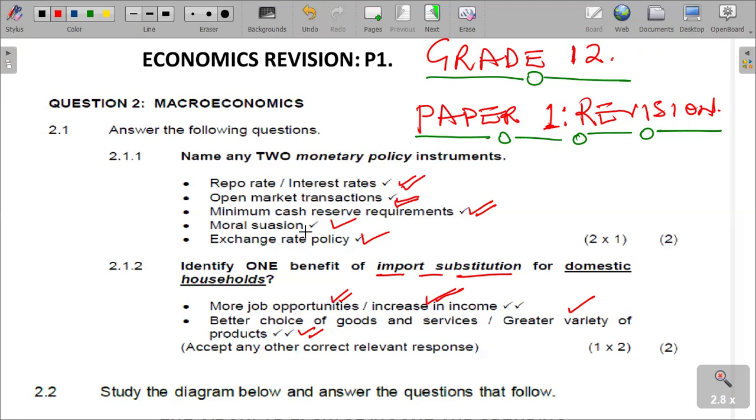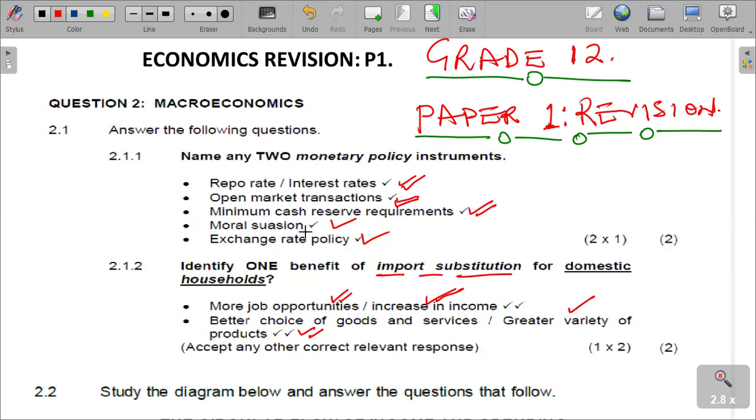Question 2.2, we are working on macroeconomics. In this regard, this is paper one. So understand that in paper one, we also have one key subject or one key component, which is macroeconomics. You shall see as we go through the question paper there. So the first question wants us to name any two monetary policy instruments.